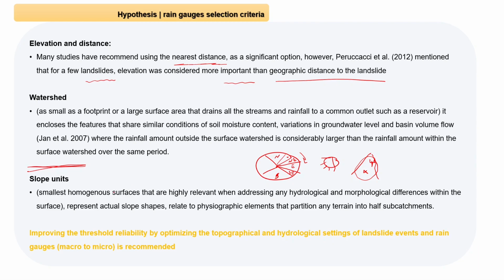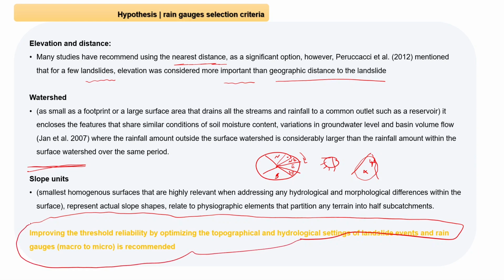Okay, so in short, this tool, the Deuce, is improving the threshold reliability by optimizing the topographical and hydrological settings of the landslide event and rain gauges from macro to micro. So here is the micro, and we go to the macro, the more general, and it's recommended.